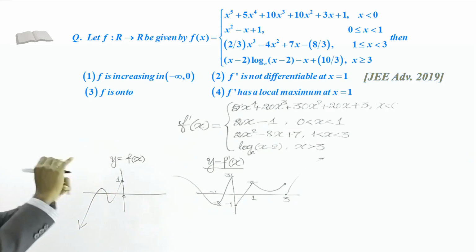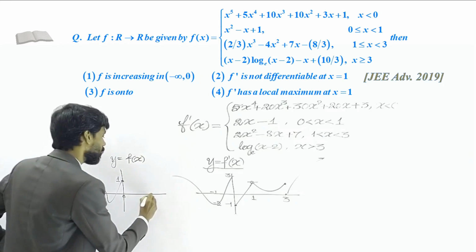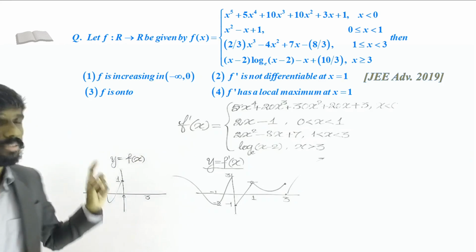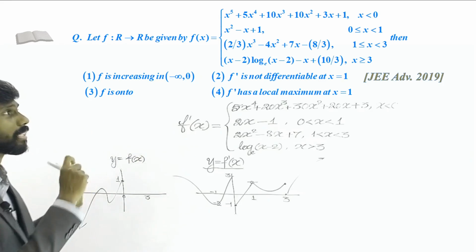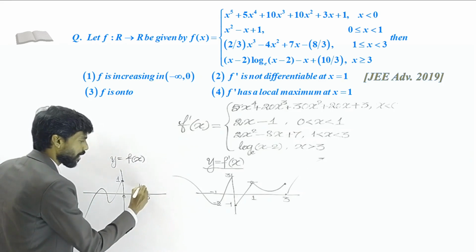Let me take the last part of the function, right? So that means when x is greater than 3, okay, at 3 what is the value? So that is log 1. So log 1 is 0, 0 minus 3 plus 10 by 3. So that is 1 by 3, something like this here, 1 by 3.